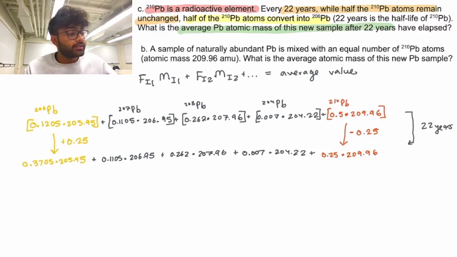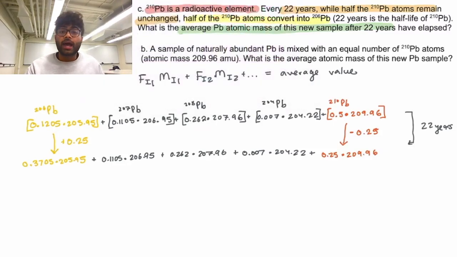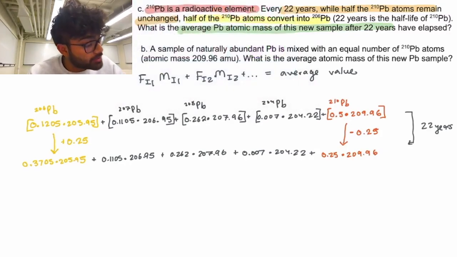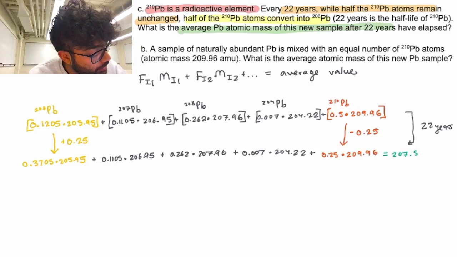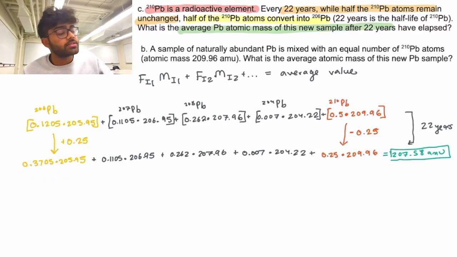So we've added in the other isotopes' information to our equation. We have all 5 isotopes, and as in Part B, we can add these up to get our final average atomic mass, which is going to be equal to 207.58 AMU. And this value should make sense. If we reduce the amount of the heavier lead-210 and increase the amount of the lighter lead-206, our average value will be closer to 206 and it will decrease.